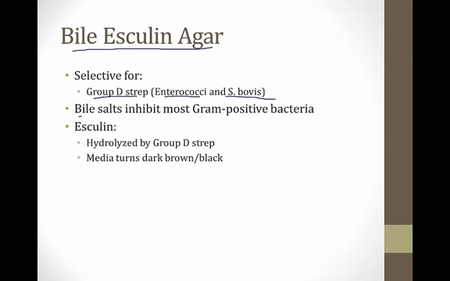It contains bile salts which inhibit most gram-positive bacteria except for these two. It also contains esculin, which is a substance that's hydrolyzed by group D strep, and this turns the growth medium dark brown or black. So if you have a bacteria that is a gram-positive cocci and you put it in a tube of bile esculin agar and the bacteria grow and turn the media dark brown or black, then you know that you are dealing with group D strep. And this is the way it can be done in a micro laboratory.